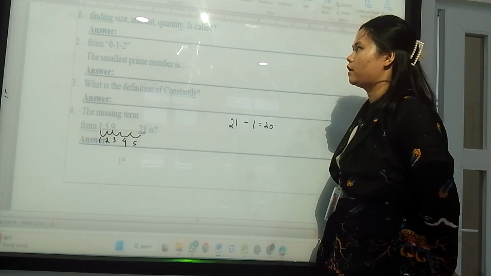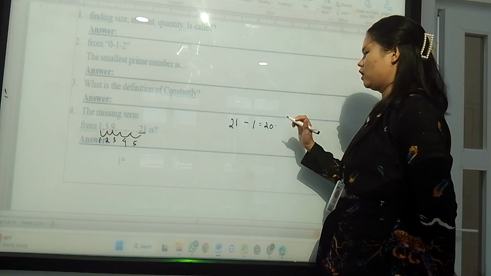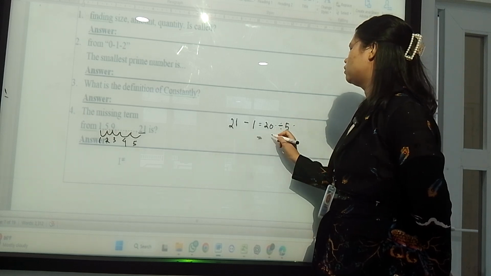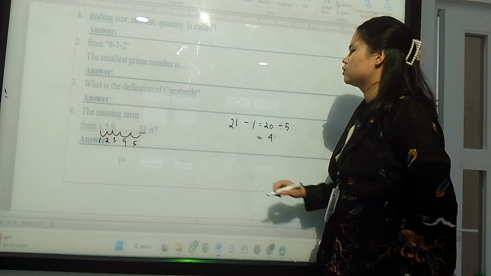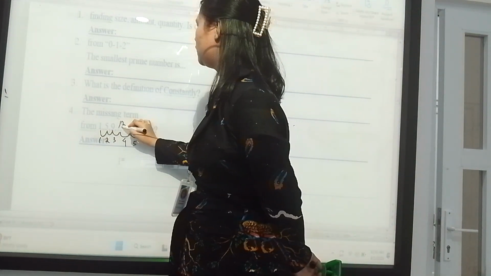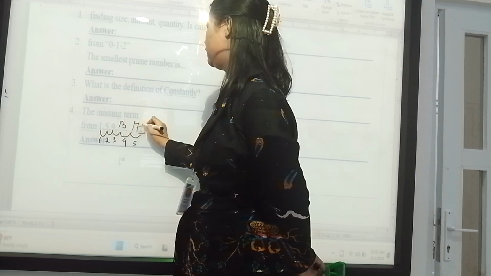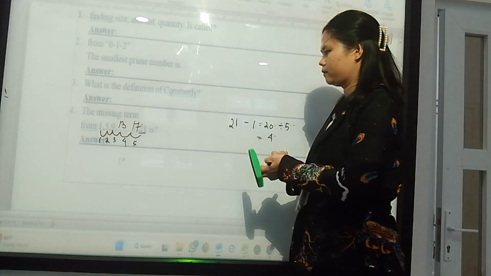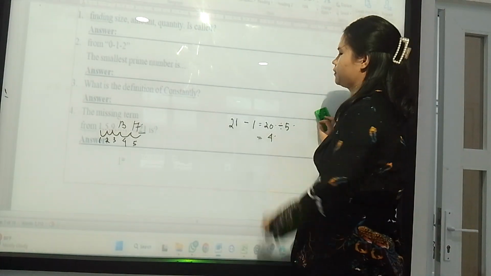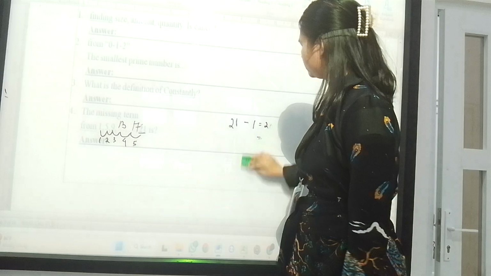So there are 5 jumps. So we need to divide by 5. It's equal 4. So 9 plus 4 equals 13. 13 plus 4 equals 17. Okay. So the difference for every step is 4, right? Okay. So for question number 2, this one is about what?